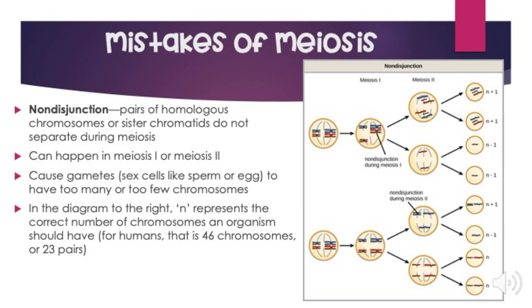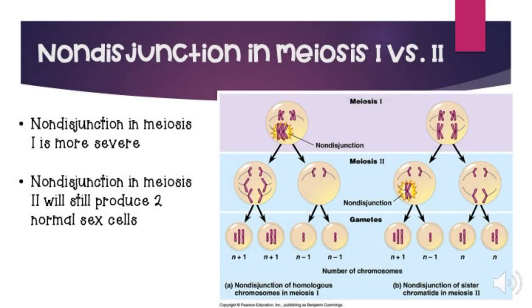If you look at that image there at the top half, you can see non-disjunction occurring in meiosis 1, and you can see that 2 of the gametes have more DNA than needed, 2 of the gametes have less DNA than needed. If you look at the bottom half, you see that in meiosis 2, if that's when non-disjunction occurs, 2 of the gametes are actually viable and fine. The other 2, one has too much DNA and one has too little. And so those are the differences of where non-disjunction might occur and make some potential mistakes in meiosis.